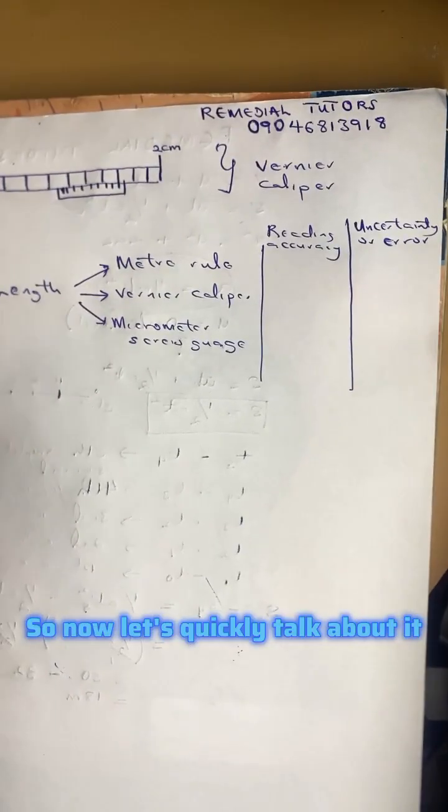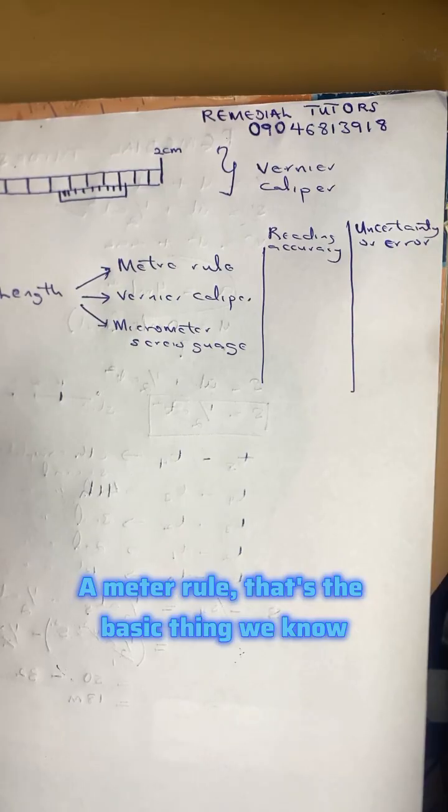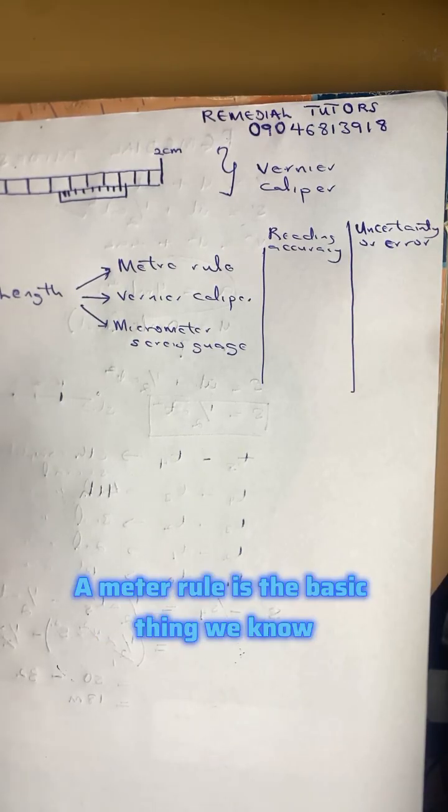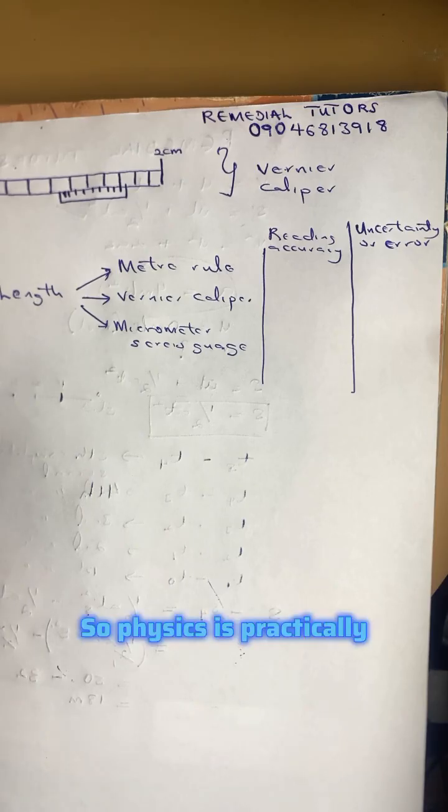So now let's quickly talk about it. A meter rule is the basic thing we know. We all know meter rule, your ruler. You can use it to measure the length of your room, length of your clothes. We use it in our daily life. So physics is practically used in our daily life.